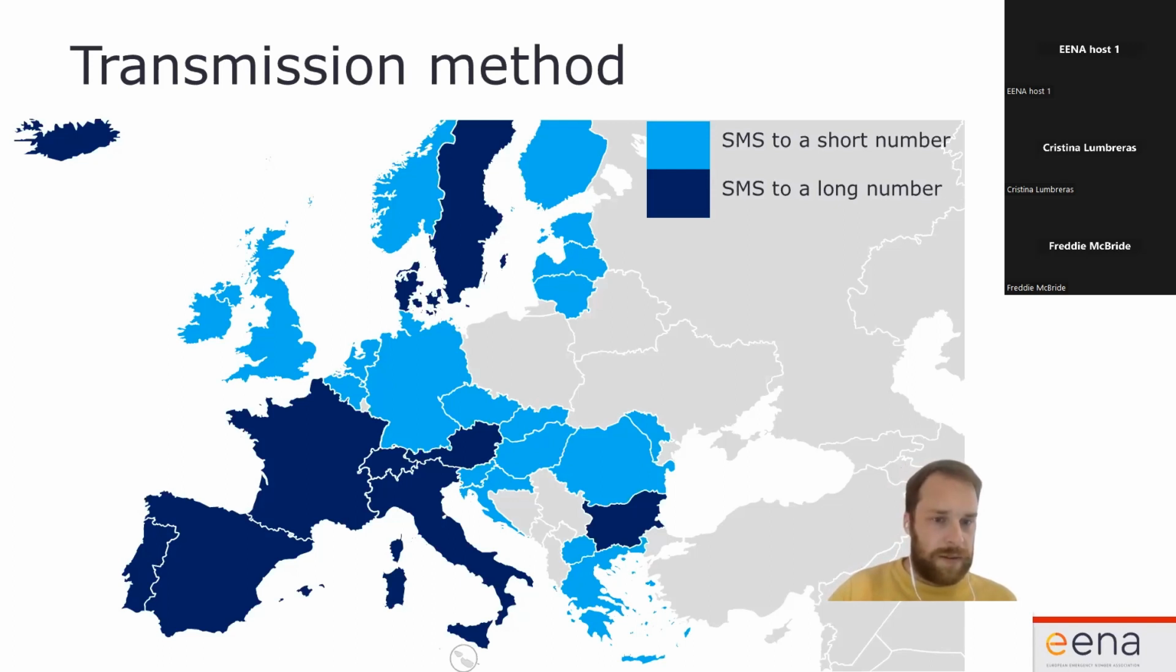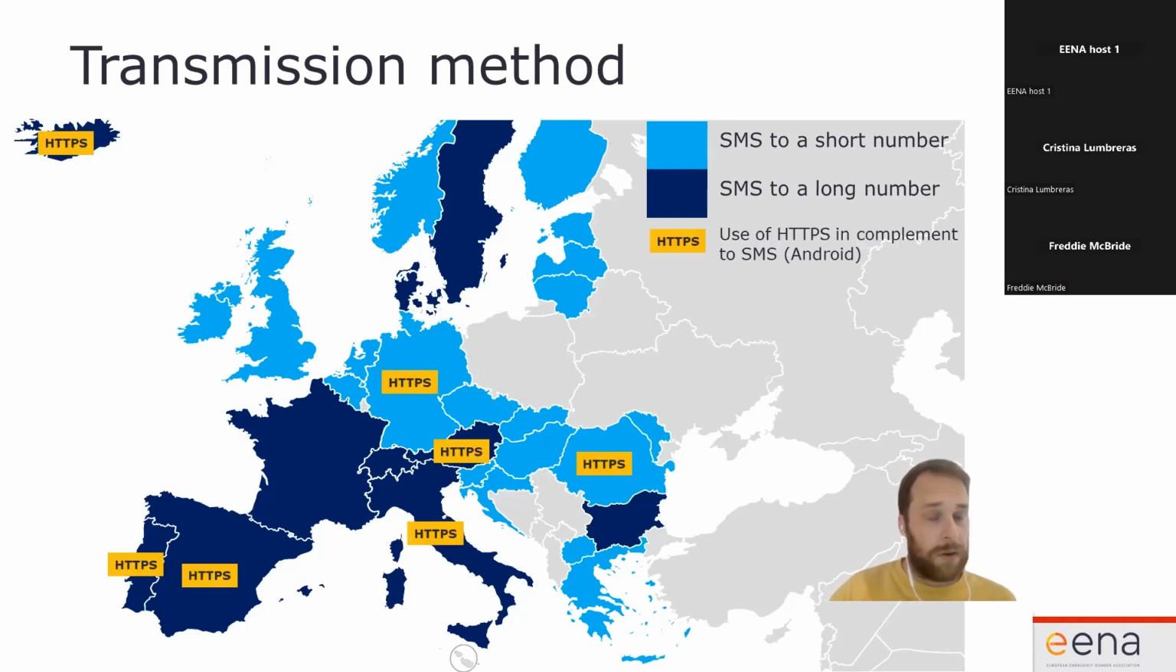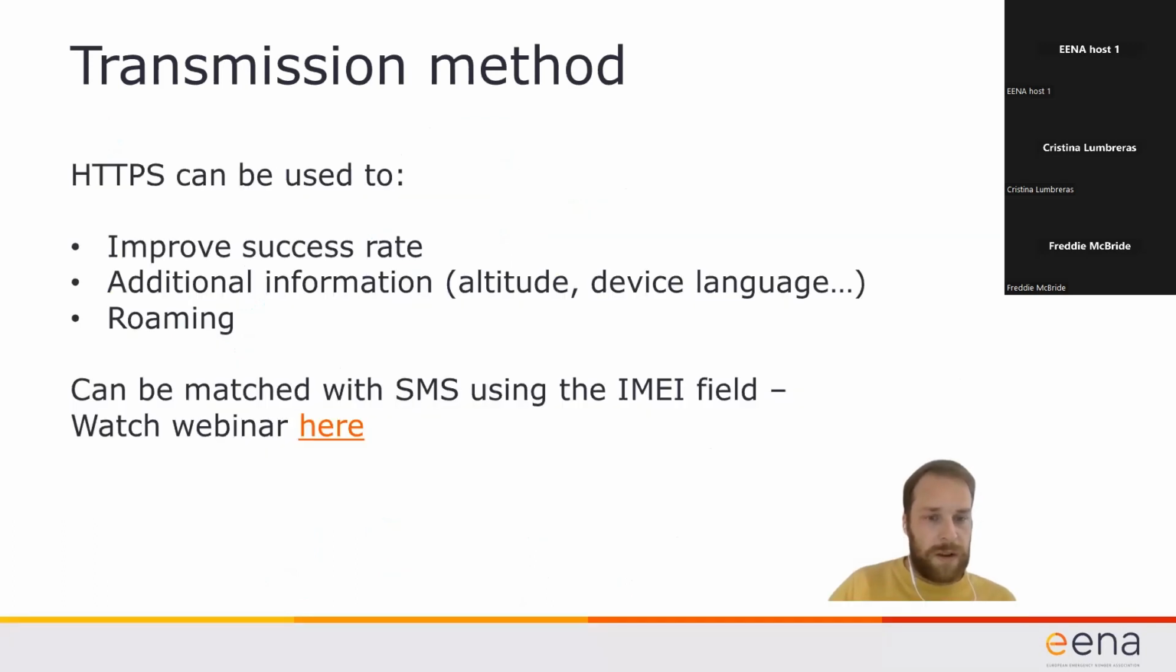But what is quite interesting is that some countries are also using HTTPS as a complement to SMS. So in no country is HTTPS used as the unique way to route the AML positions, but in some places it's used as a complement. And it's used as a complement for different reasons. So one is to improve the success rate of AML. We saw that in some countries, you receive some positions by HTTPS, which you wouldn't receive by SMS. Sometimes it's the reverse, but just using a different transmission method can really help to improve that success rate.